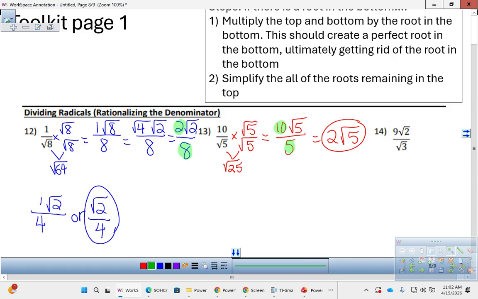All right, so the last one here on this row, I have a square root of 3 in the bottom. So I'm going to multiply by the square root of 3 on the bottom, which means I also have to multiply the square root of 3 on the top, because whatever I do to the bottom, I have to do to the top. This is going to create a square root of 9, which means the bottom's just going to become a 3. The top becomes 9 square root of 6.